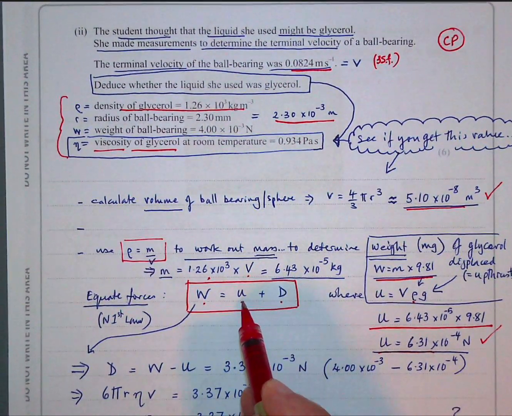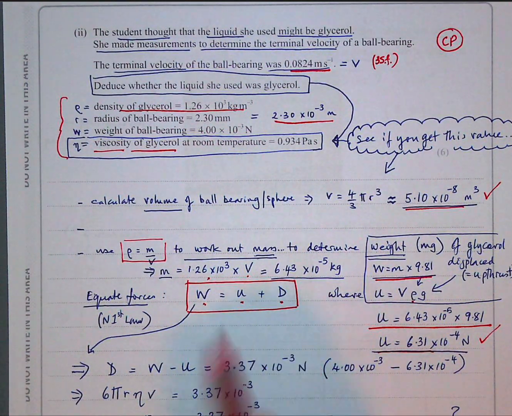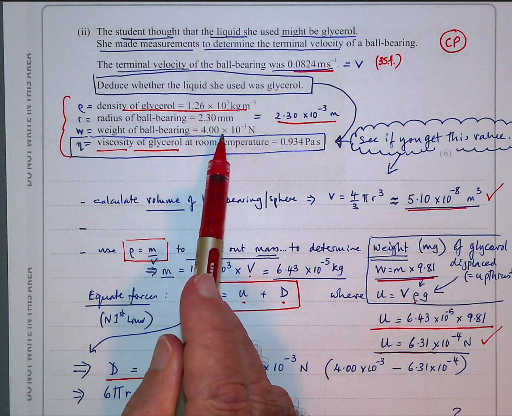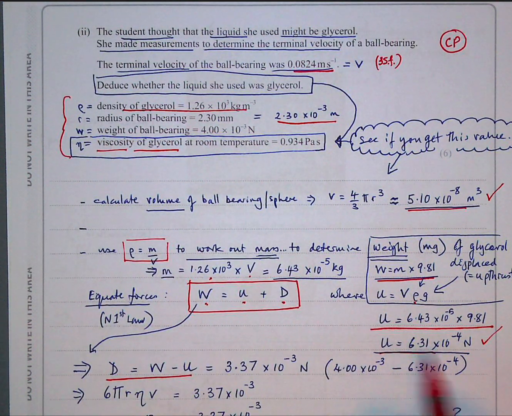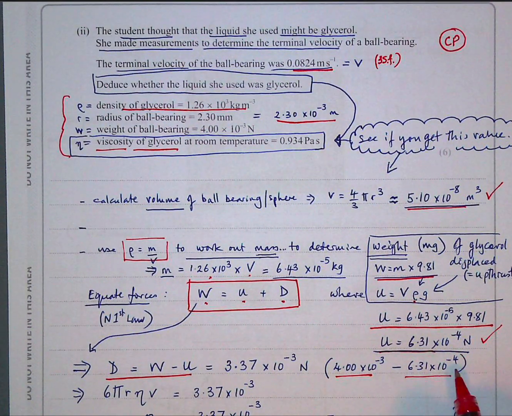So now we know the upthrust. We know the weight. We want to work out the drag. So do you agree then the drag will equal weight minus the upthrust? So weight, once again, is given to us here. Upthrust we just calculated as the weight of fluid displaced. So here we got 3 significant figures again. So you take the upthrust, which we just calculated, away from the weight. This is 10 to the minus 3, this is 10 to the minus 4.